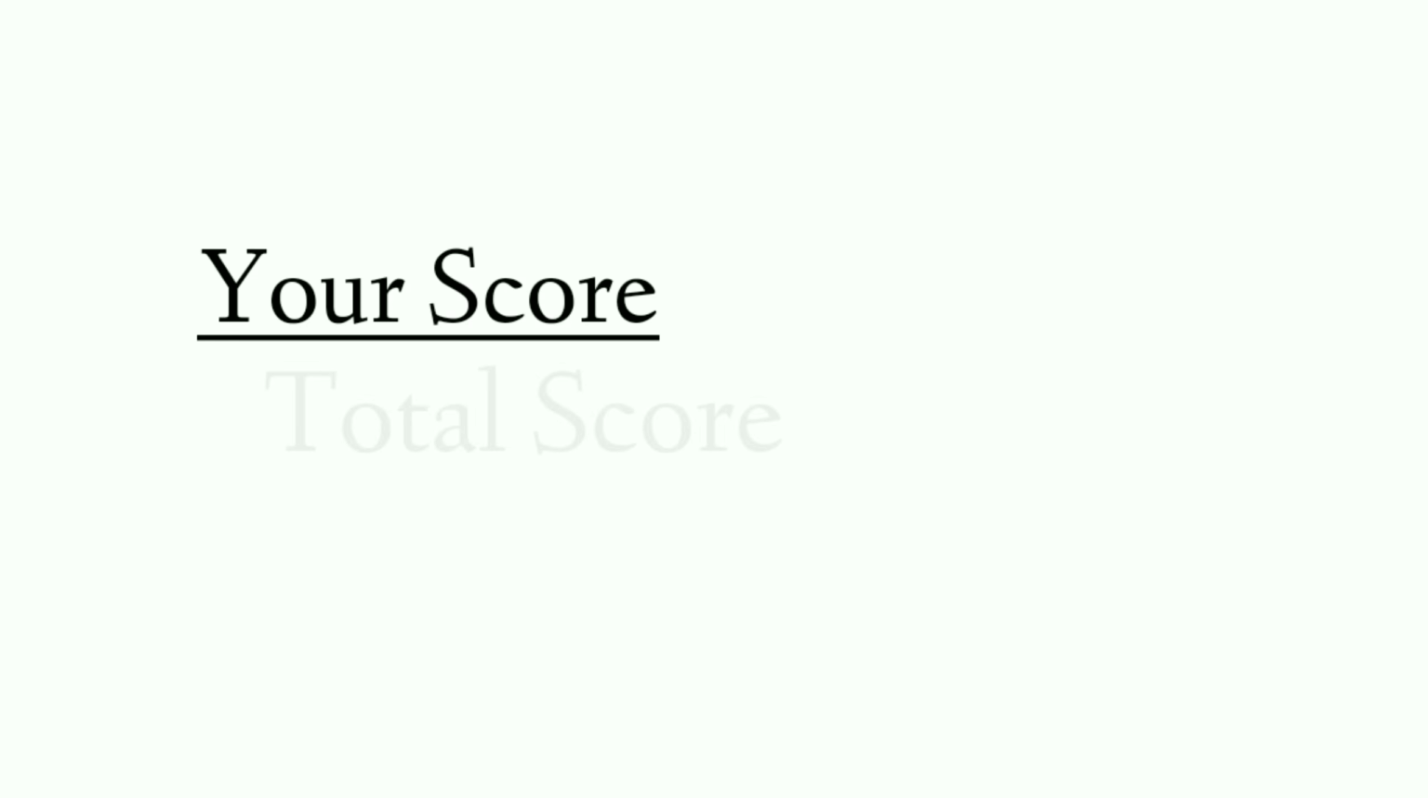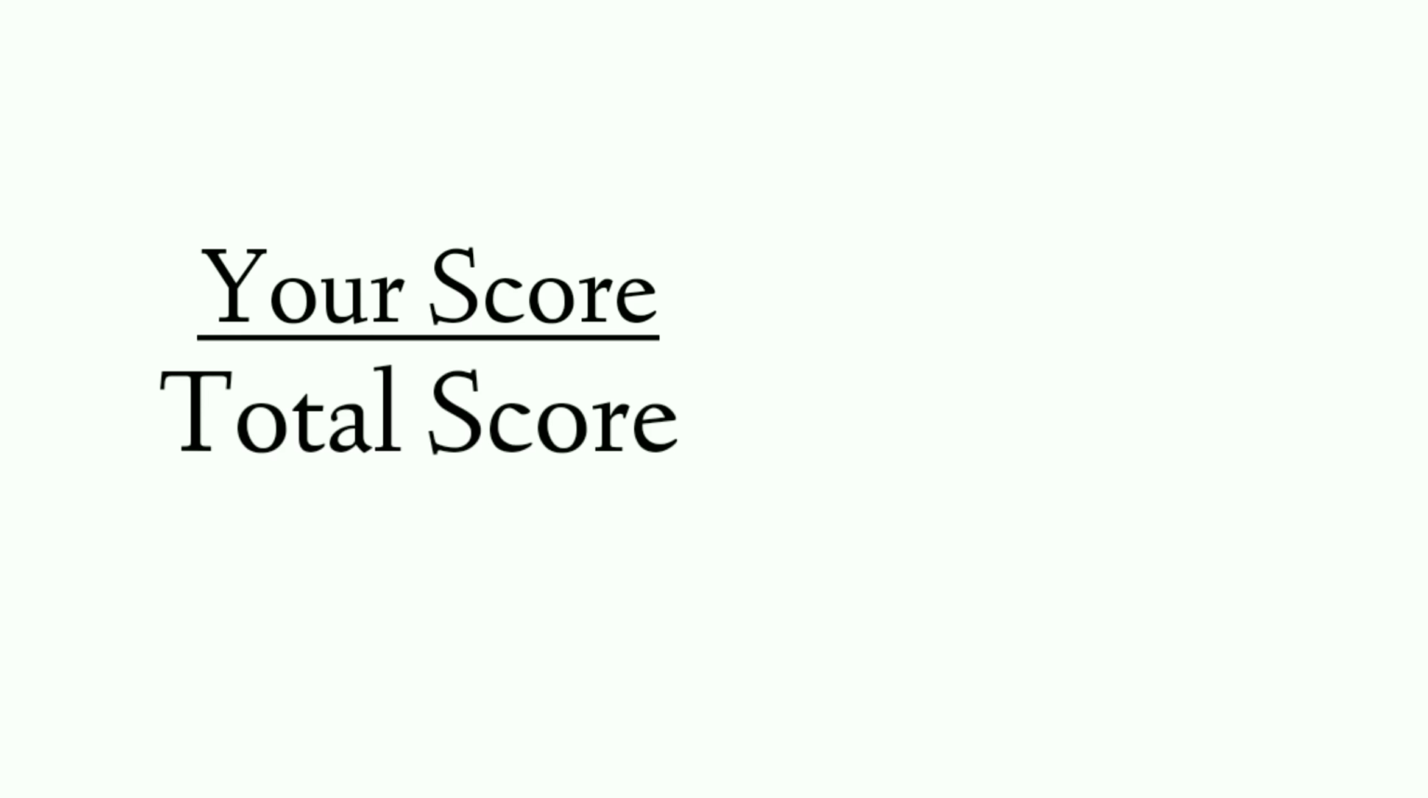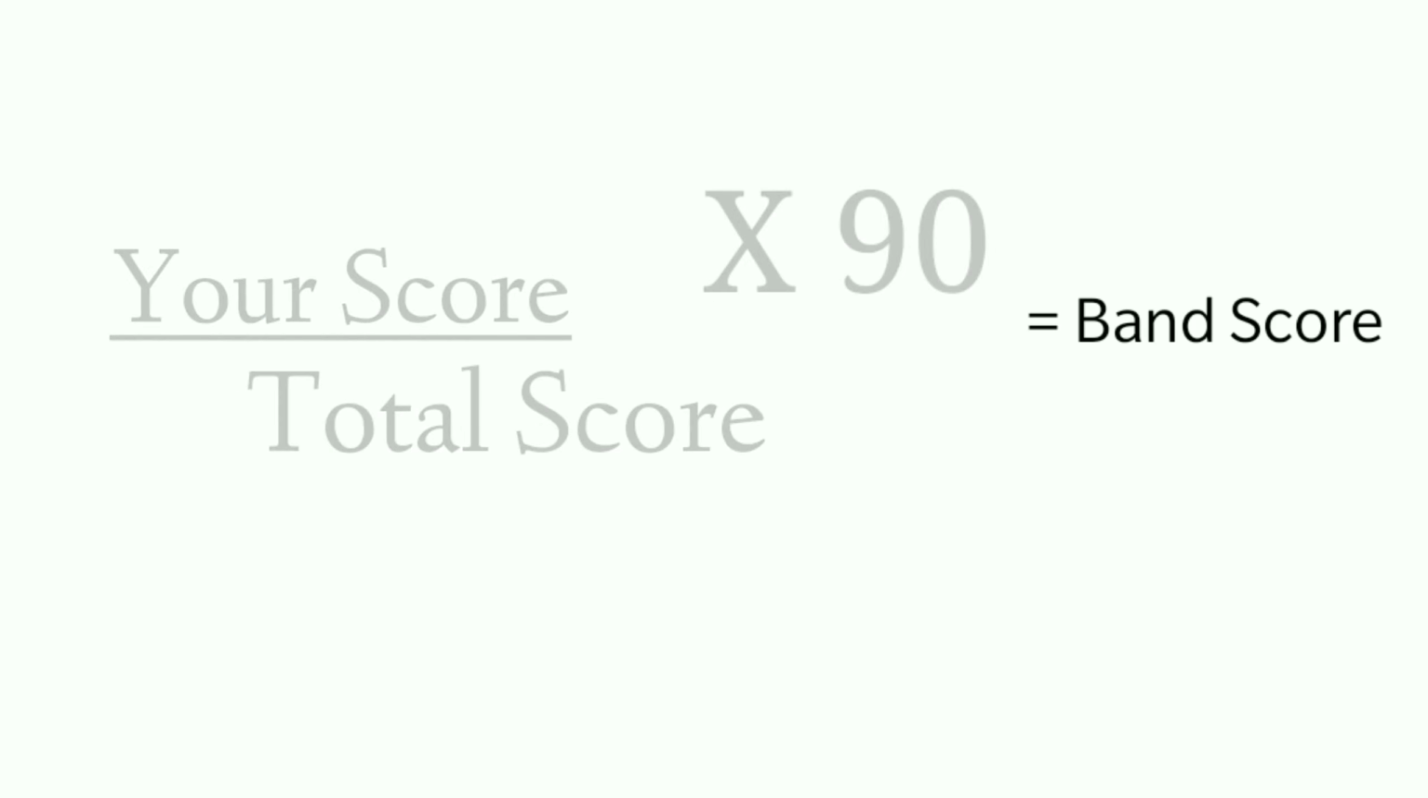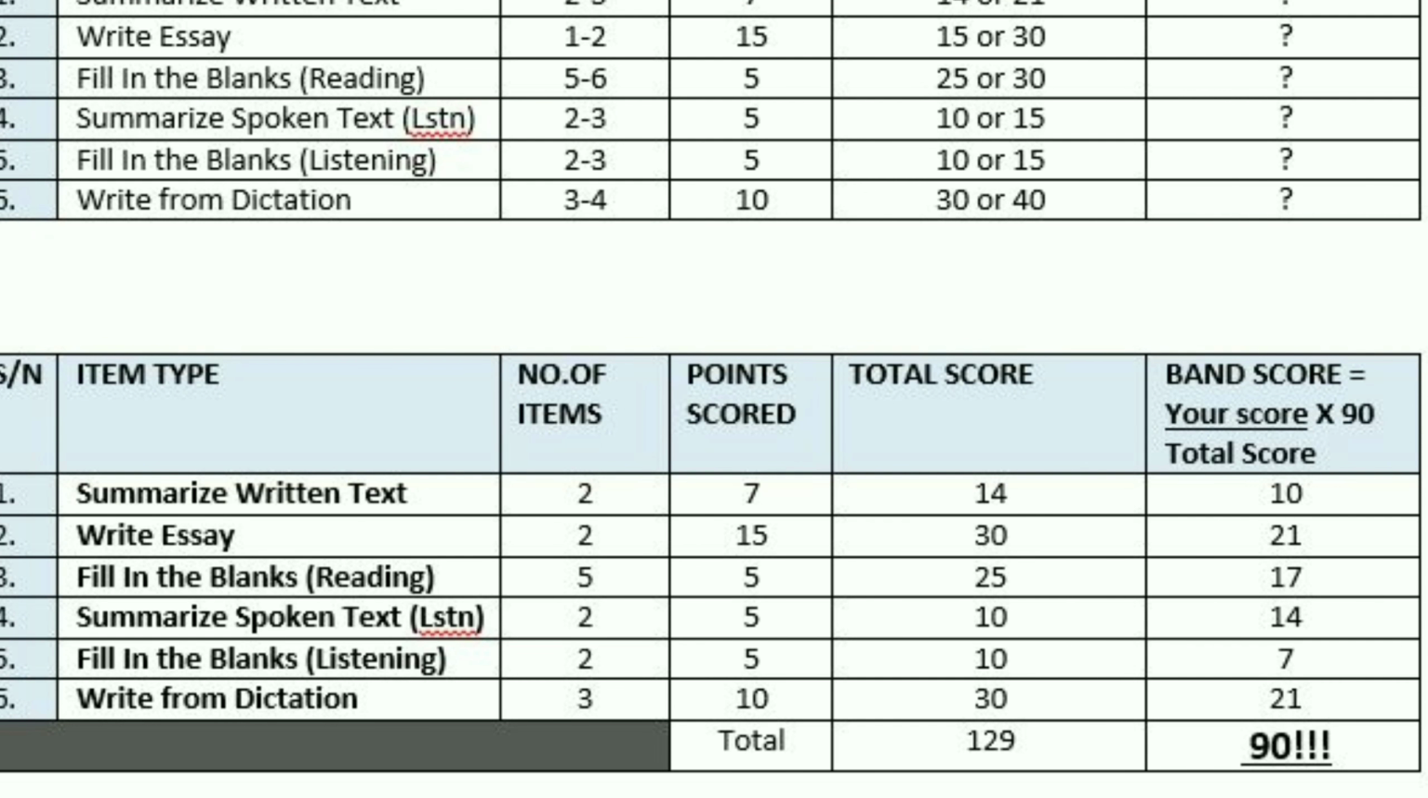Now, when you want to convert all these marks into band scores, simply use the equation: your score divided by the total score and multiplied by 90, and then you will get the score. So what I'm going to do right now is flash a table that I prepared on this video, and you can see for yourself, and you can multiply, get the total scores, fix those total scores into the equation, and you would find the answers.